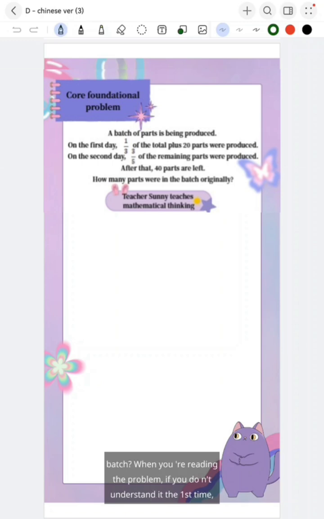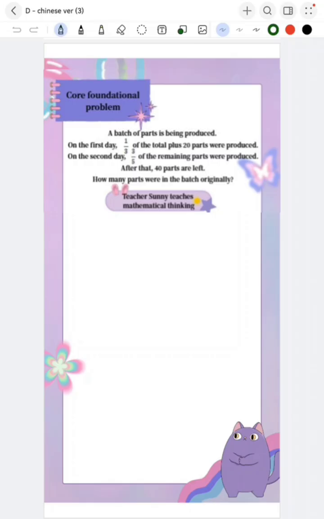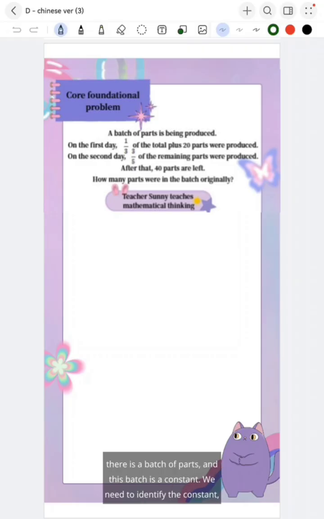When reading the problem, if you don't understand it, read it a second time. Read it sentence by sentence. Understand it one sentence at a time. For example, the first sentence says, produce a batch of parts. So we know there is a batch of parts and this batch is a constant. We need to identify the constant, right?